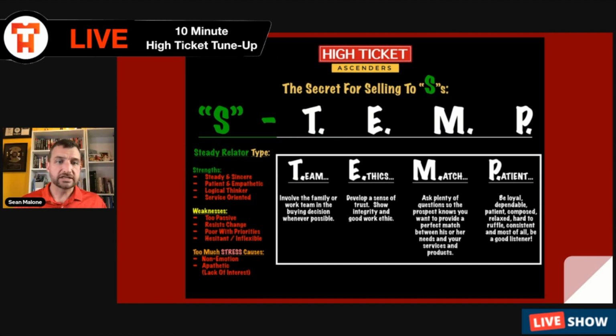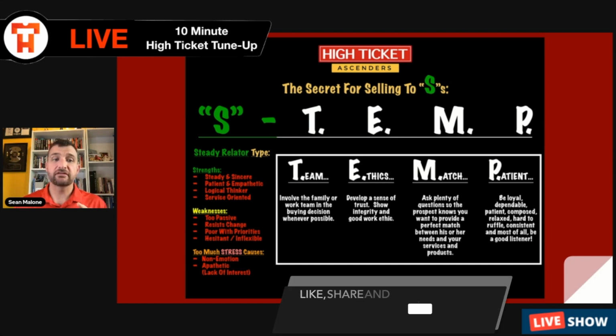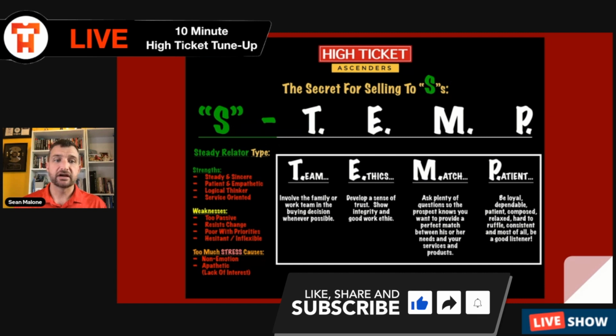So what are their strengths? Well, they're very steady. They're very sincere. They're always caring about everybody. They're extremely patient. They're very empathetic. They like the word feel. If you ever did kinesthetic training or anything about touch and feel, S's love that type of empathy. They're also very logical thinkers. Just because they don't speak up and are a little more passive in their actions doesn't mean they don't have a lot to say and a lot of value to share.